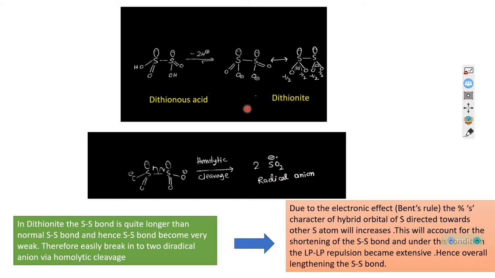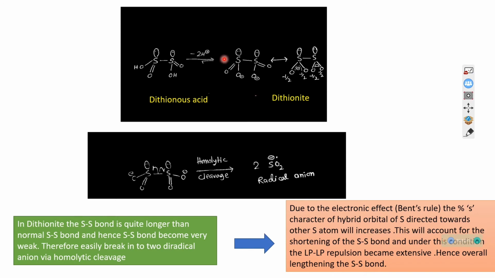The reason behind the extreme instability of dithionite anion is, we all know Bent's rule. Bent's rule says that if there are different substituents with different electronegativity connected with a central atom, then the most electronegative substituent prefers the hybrid orbital of the central atom that has more p character or less s character, and the less electronegative substituent prefers the hybrid orbital of the central atom that has more s character.